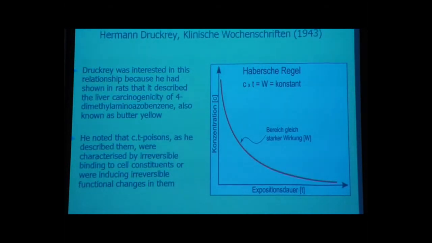Druckrey was interested in this relationship because he'd shown in rats that it described the liver carcinogenicity of 4-dimethylaminoazobenzene, also known as butter yellow. He noted that CT poisons, as he described them, were characterized by irreversible binding to cell constituents, or were inducing irreversible functional changes in them.